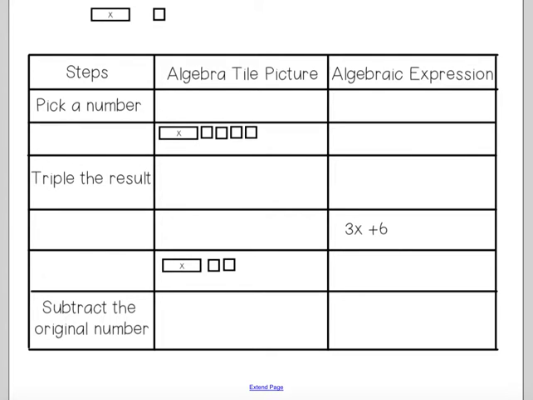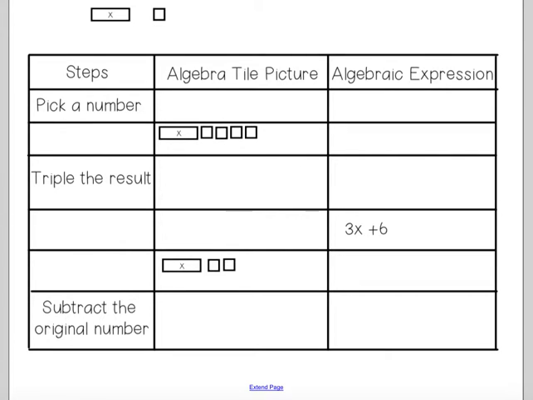Okay, so on your test you're going to see a table filled in with 3 columns that has steps, the algebra tile picture, and the algebraic expression. This is just like the math magic trick that we spent a couple days practicing, and we have to fill in the missing pieces of the steps.